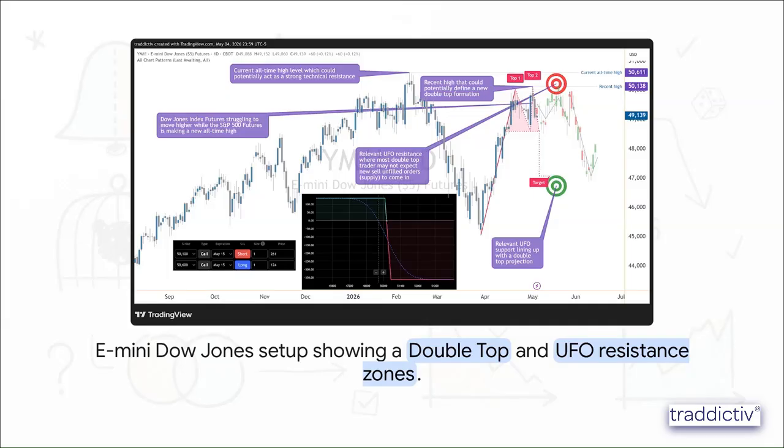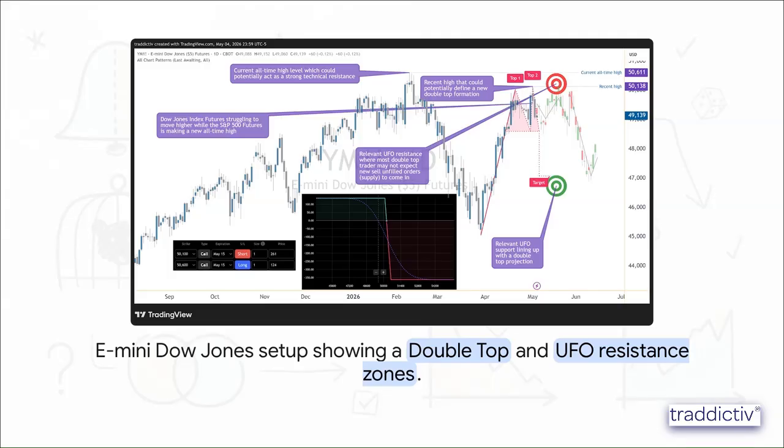The market pushes up to form a first top, pulls back, and then pushes right back up to form a second top, struggling right underneath that resistance line. It's completely failing to move higher, while, as we talked about earlier, the broader market was making new highs. This double top is forming right at a relevant UFO resistance zone, that exact ceiling of unfilled sell orders we discussed. This creates a picture-perfect environment for our bear call spread, positioned just above the current price action, right in that pocket of resistance.